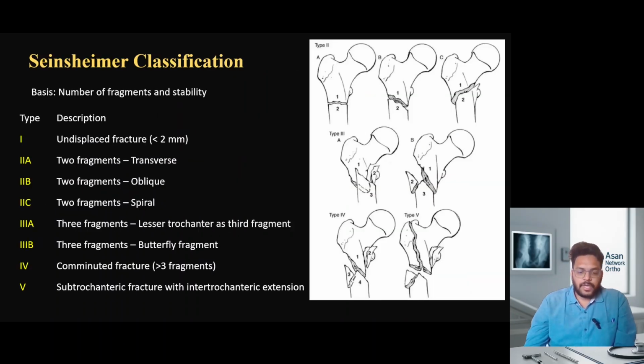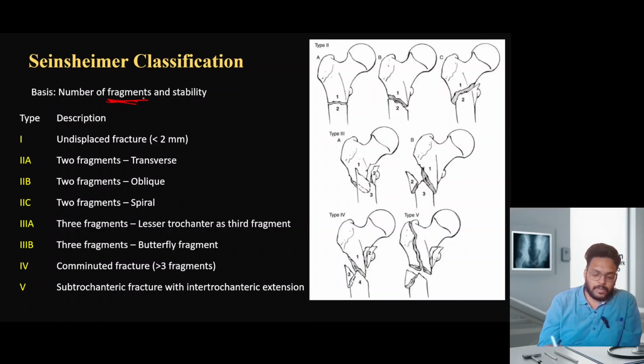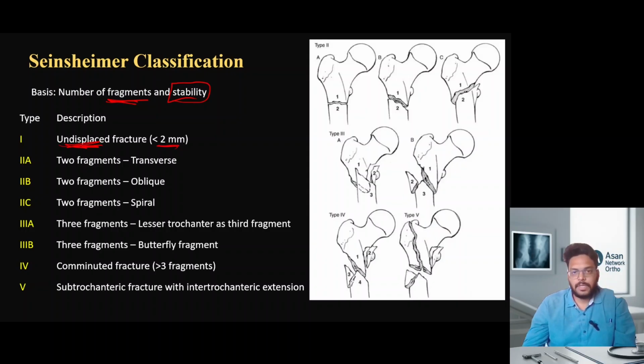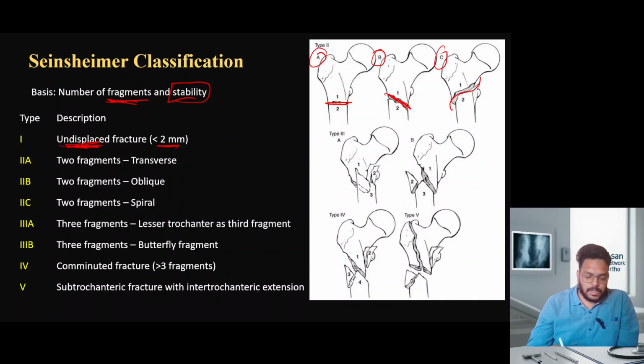Coming to Seinsheimer's classification, it is based on the number of fragments and stability. For stability prediction, the Seinsheimer classification is used. Type 1 is a simple undisplaced fracture, with less than 2 mm of displacement. Type 2 is a simple two-part fracture, and the fracture is transverse in type 2A, oblique in type 2B, and spiral in type 2C.